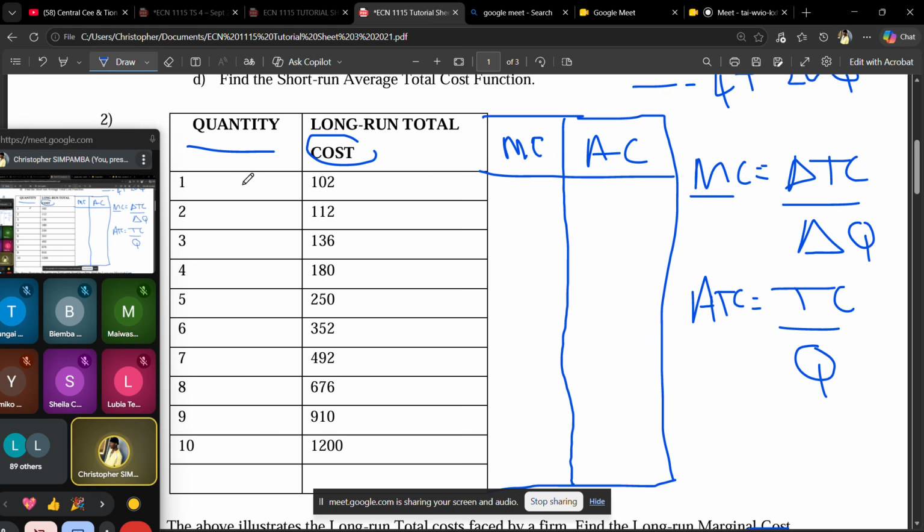So it will mean that we are going to be dividing this total cost function. For quantity 1, it will be 100, for quantity 2, 112, and whatever number that will be there, but I believe it will be maybe 56. Again, we divide by the quantity, and that will be our average cost.